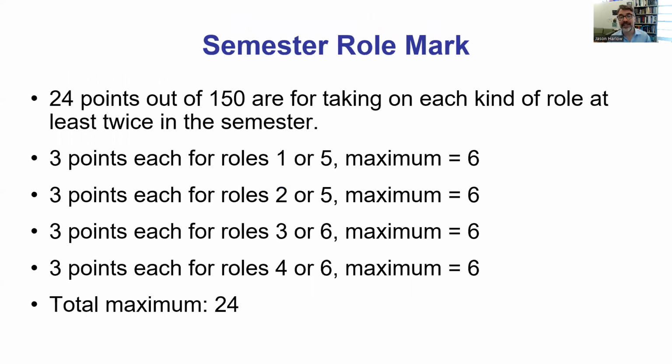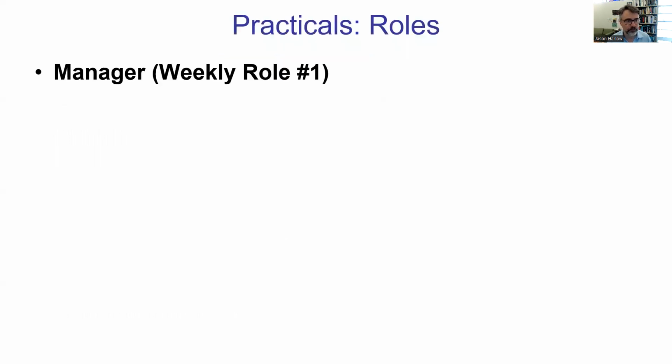And the way it works is you need to gather 2 of each role on the items listed on the Quarkus by the end of the semester. So if you do the same role for a 3rd time, it doesn't really count. But as long as you get 2 of each, it goes up to a maximum of 24. 3 points for each role that you do, so a maximum of 6 points each time you do a different role, up to a maximum of 24. So hopefully that makes sense.